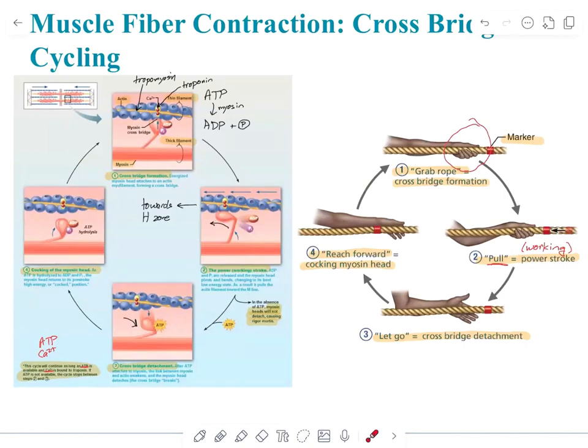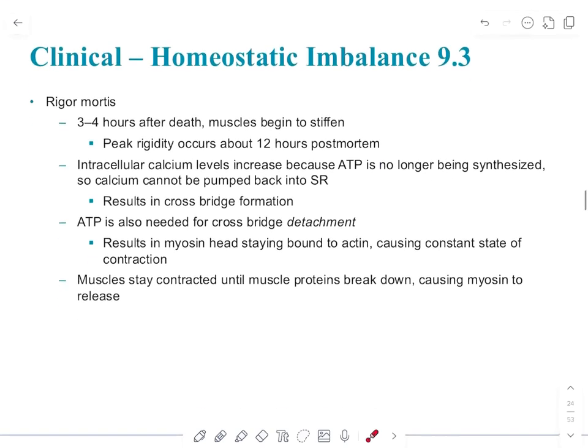So the example of rigor mortis is going to be on this next slide as a homeostatic imbalance. It's not a really pleasant thing to think about, but for those of you that are going into the funeral sciences, it's a really good example. Rigor mortis usually occurs about 3 to 4 hours after death. The muscles are going to begin to stiffen, and medical examiners use this to determine the time of death to make it more accurate. The rigidity peaks at about 12 hours post-mortem.